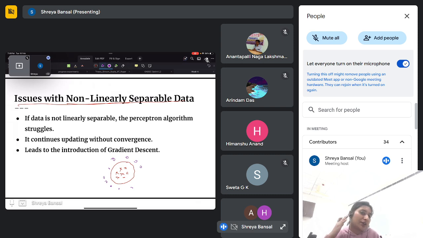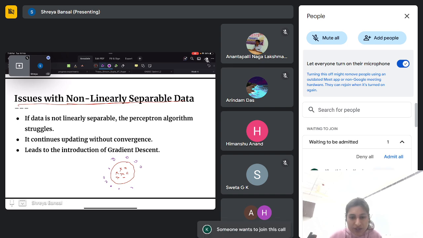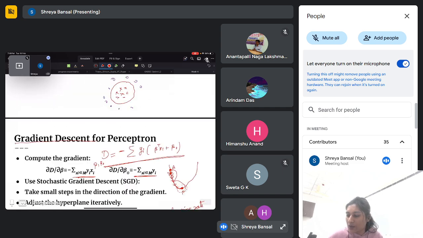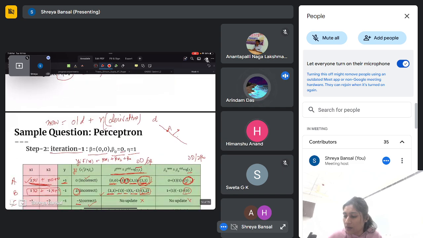So for that we can't use the perceptron. Firstly, it will not converge. Secondly, gradient descent is not a good approach for this. So here we can't use this simple approach. For these cases we will be using other types of algorithms.